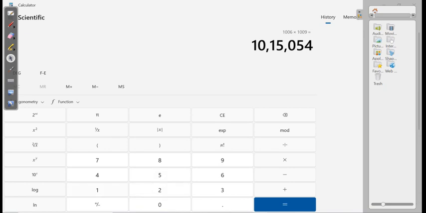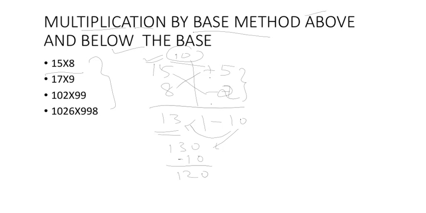Let me check. 15 into 8, the product value is 120. So this is how we have to deal with problems that involve the two multiplicand values that are given, where one value is above the base and the other value is below the base. Let me take the next problem.